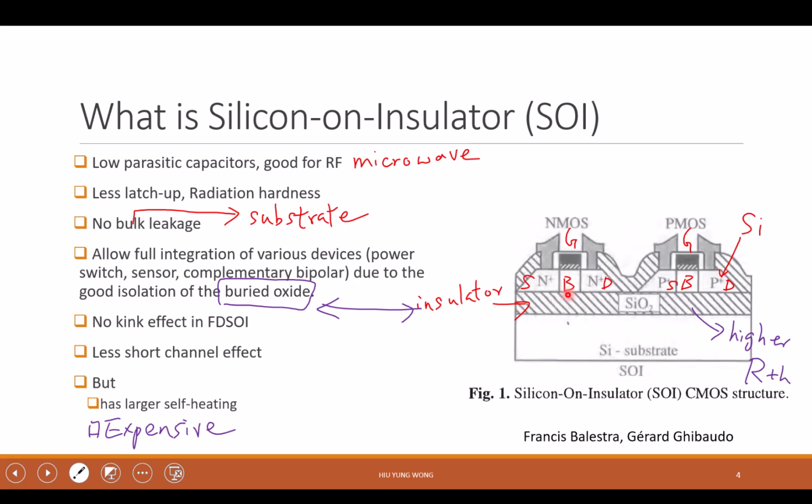Also, you trap the heat, then you heat up the device. It's always not good to heat up the device. Okay, so this is just an overview. We will go into them one by one in today's class.